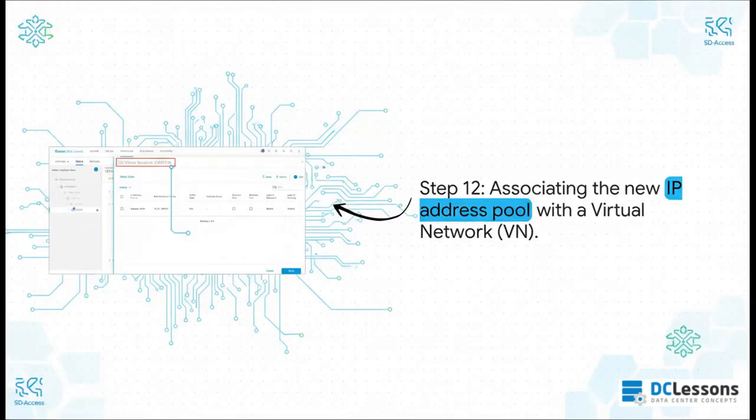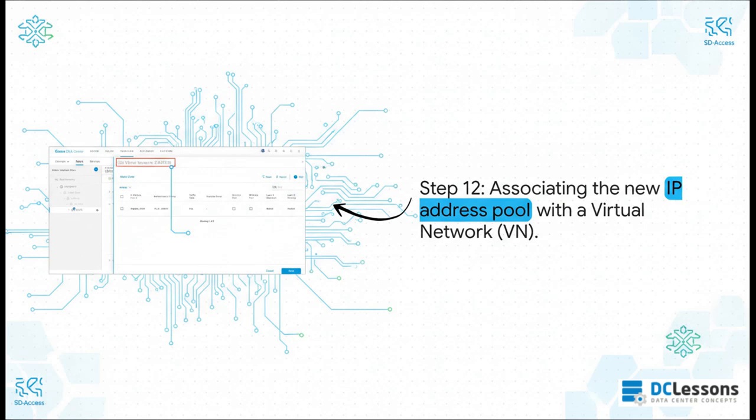Now, this is a really critical step that ties things together. Inside the Fabric Services configuration, we're editing our virtual network. You can see it's called Campus here. And we're associating it with that IP address pool we created way back in Step 5. This is the action that connects the logical network segment to the actual IP addresses that users are going to get.